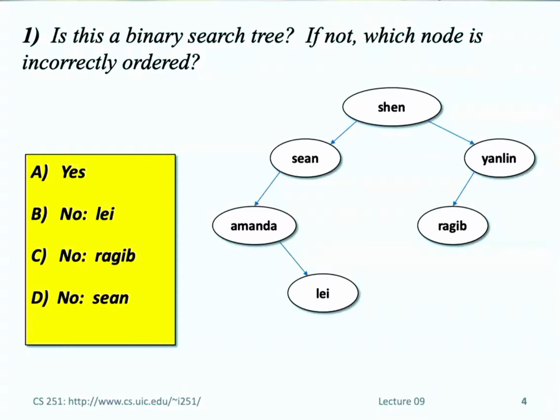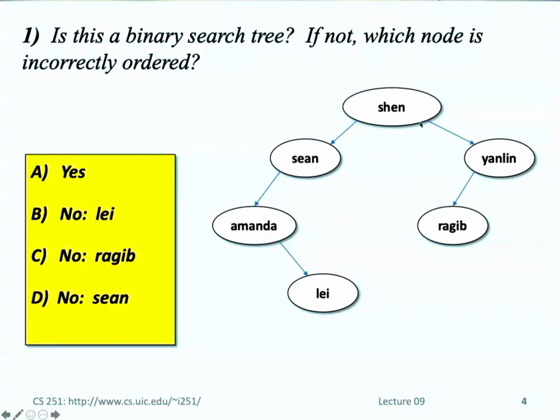How many think B is the correct answer? All right, and what about C? Yeah, the majority are correct in this case. C is the correct answer. This is not a valid binary search tree.